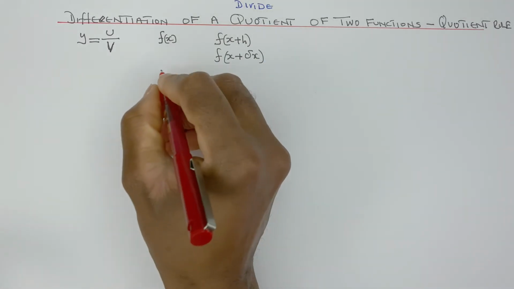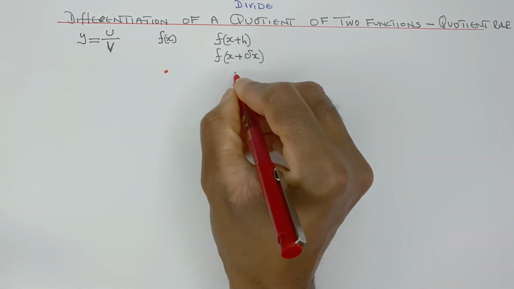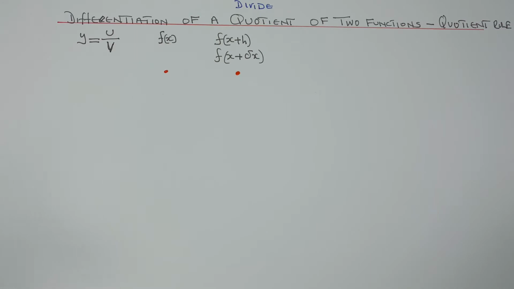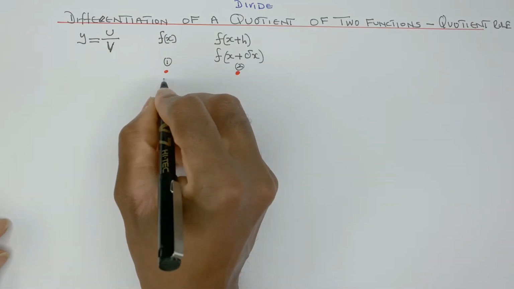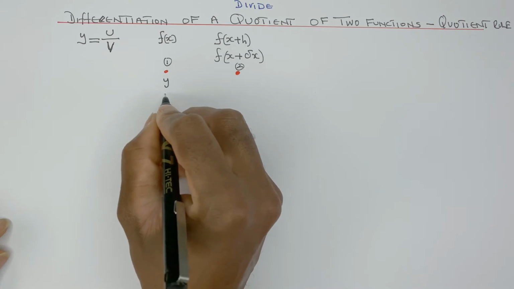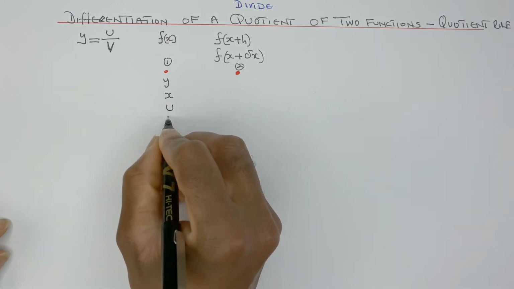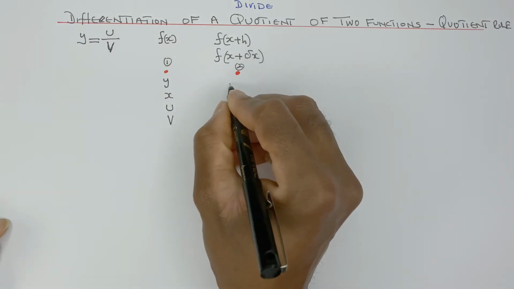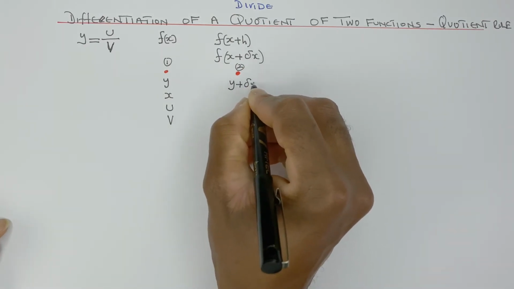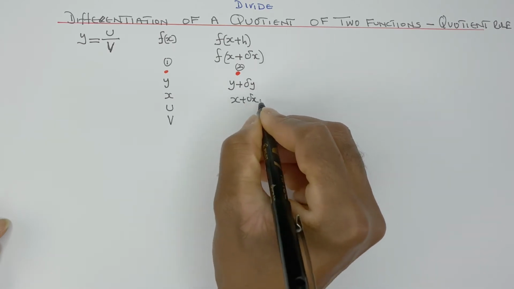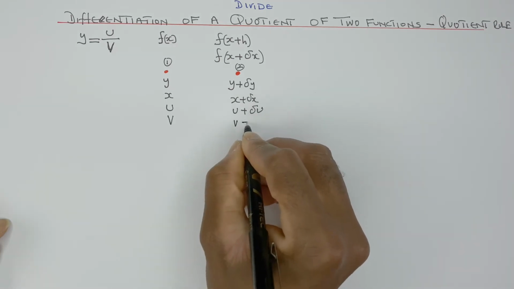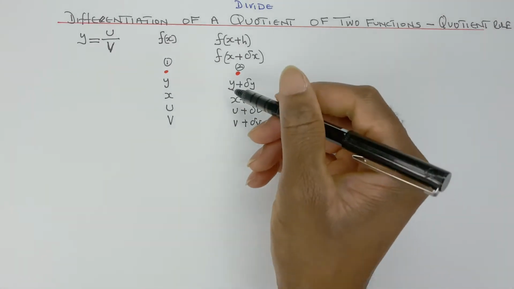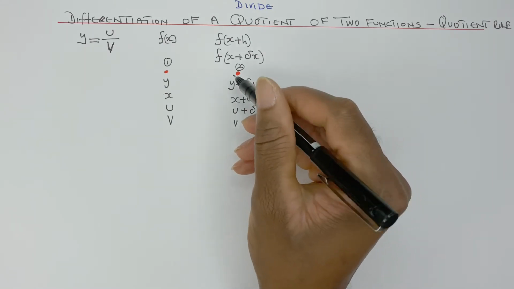In a curve, you pick a point and then you pick a second point, because you need to find the gradient, right? So we're trying to find the gradient. So point number 1 and point number 2. For point number 1, it has its y value, x value, u value, and v value. For point number 2, it has y plus delta y, x plus delta x, u plus delta u, and v plus delta v. Because we need to find the delta y, and then we divide it by delta x.